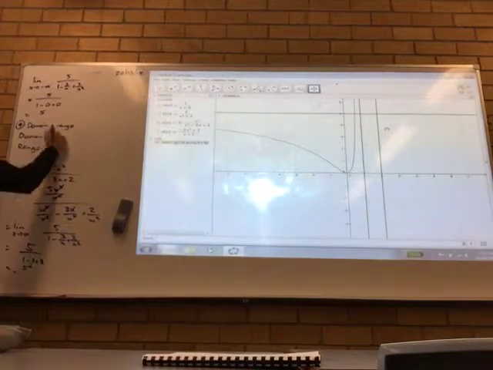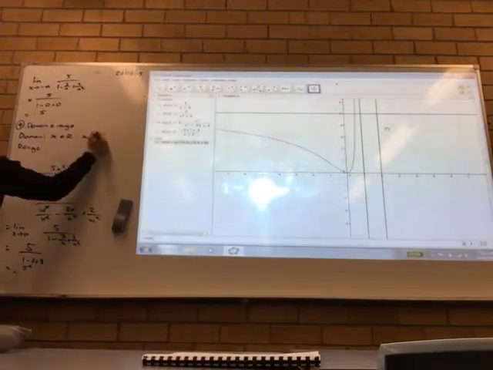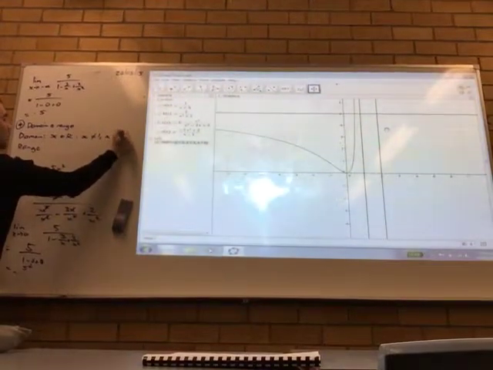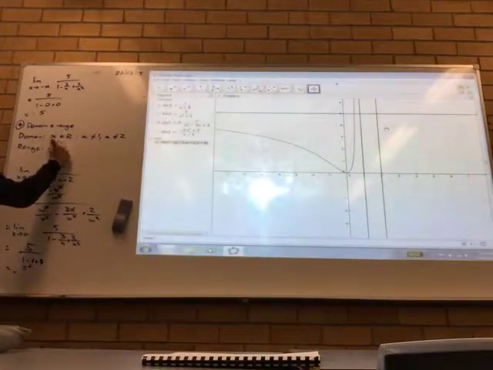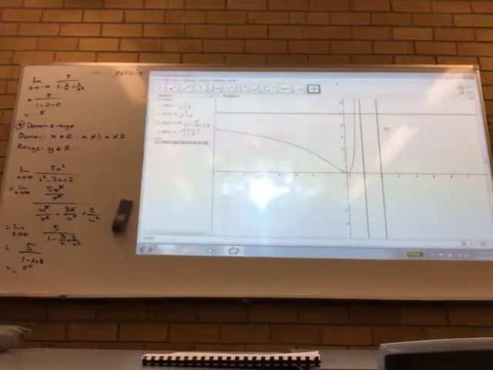Elements of the real number system such that x cannot equal 1, x cannot equal 2. Good. Now, how do we figure out the other one? The one that was in between the two asymptotes going down.